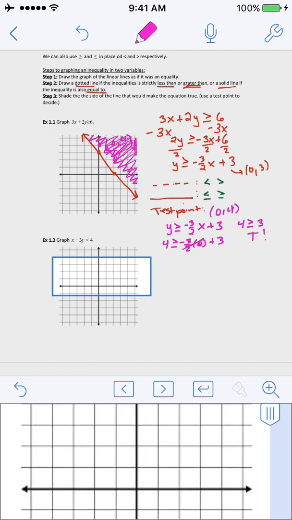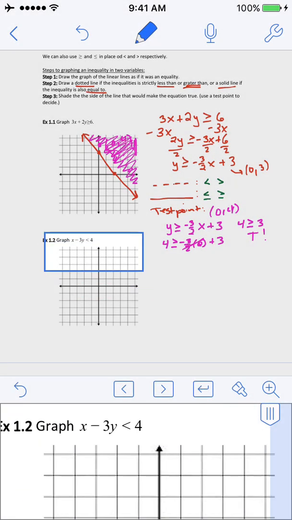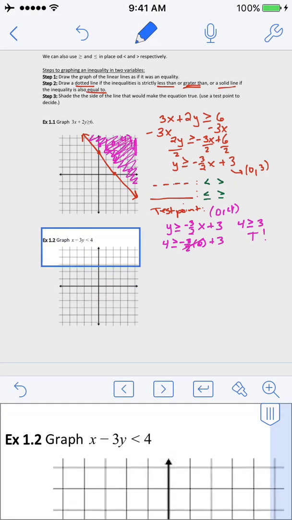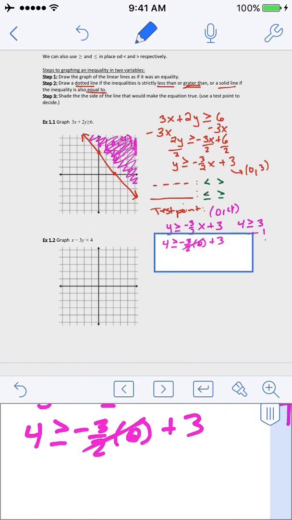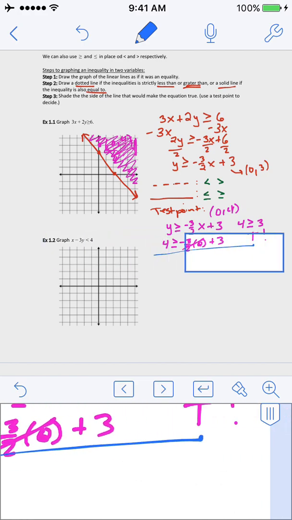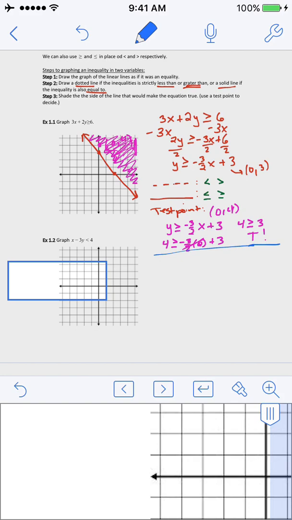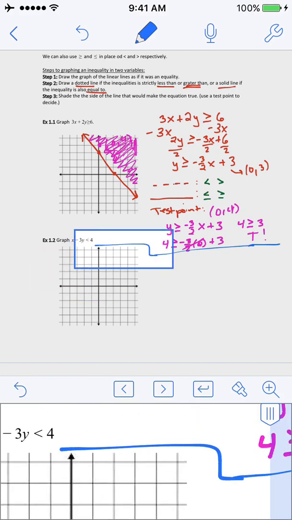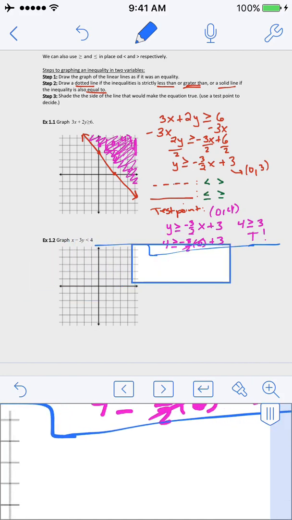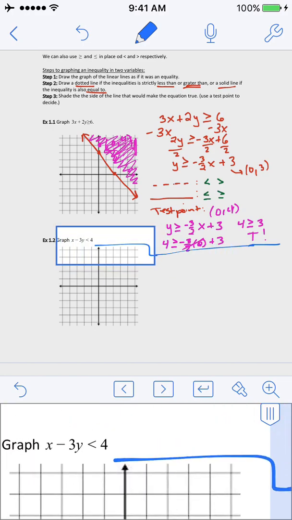I encourage you guys to stop the video now and give this next one a try. Your equation is x minus 3y is less than 4. Okay, so hopefully you stopped the video, right? And hopefully you got questions answered, things like that. So I'm going to go through and we're going to do this together.